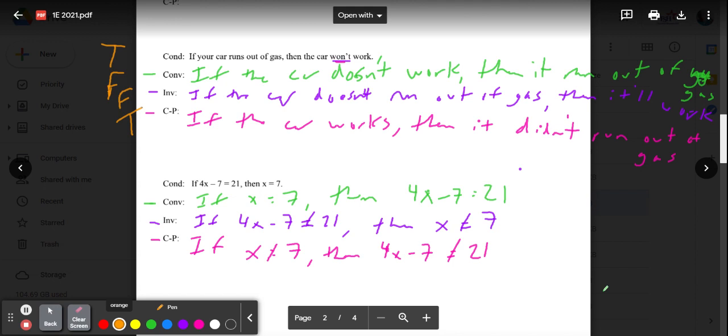Now, coming down to this bottom one here. If 4x minus 7 equals 21, then x equals 7. Okay? Well, if we plug 7 in, 4 times 7 is 28, minus 7 is 21. So if 4x minus 7 equals 21, then x equals 7, and that's true. Got to be. 7 is the only thing that can work.